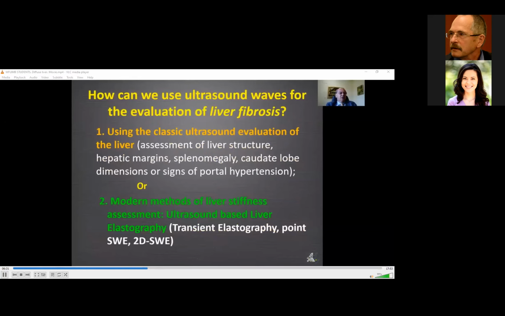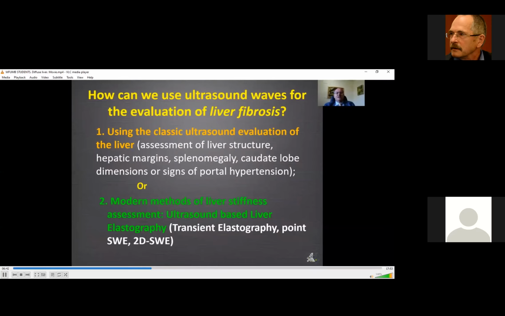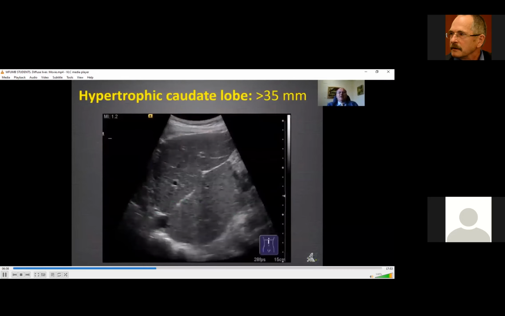And then we go to fibrosis and how we can use ultrasound for fibrosis assessment. We can have classic ultrasound evaluation of the liver, looking at the structure, the surface, and splenomegaly, or we can have modern methods for liver stiffness assessment, and here we have ultrasound-based elastography. I will start with some very typical images. This is the longitudinal section where we can see the caudate lobe that is very large, more than 35 millimeters, a very typical sign of advanced fibrosis or cirrhosis.